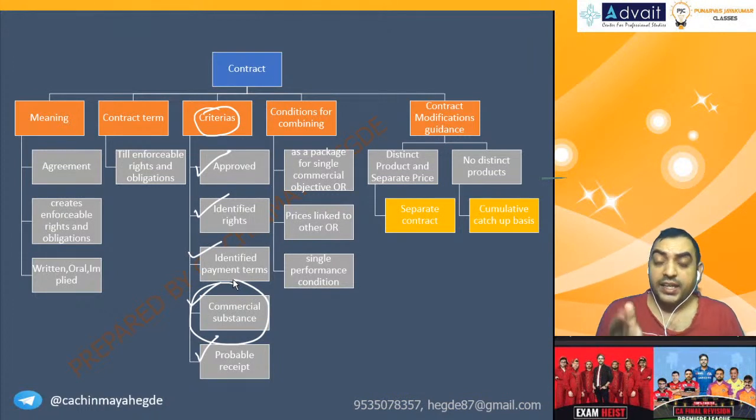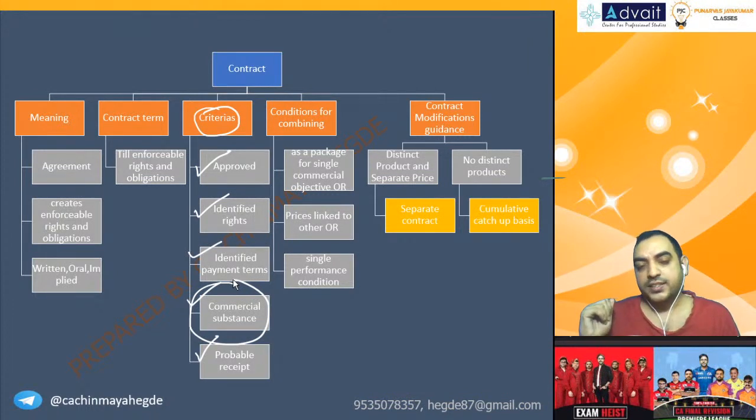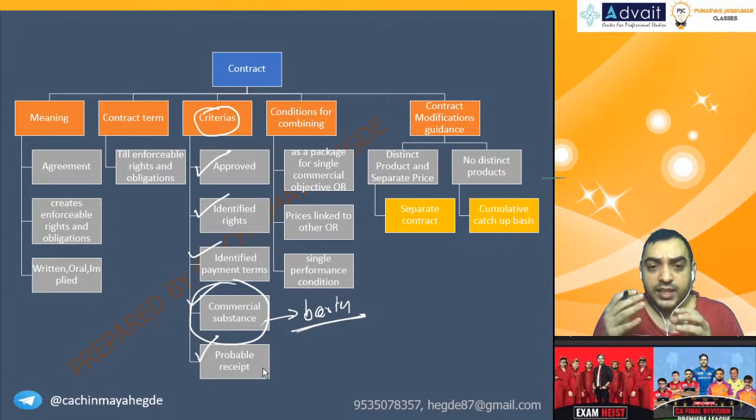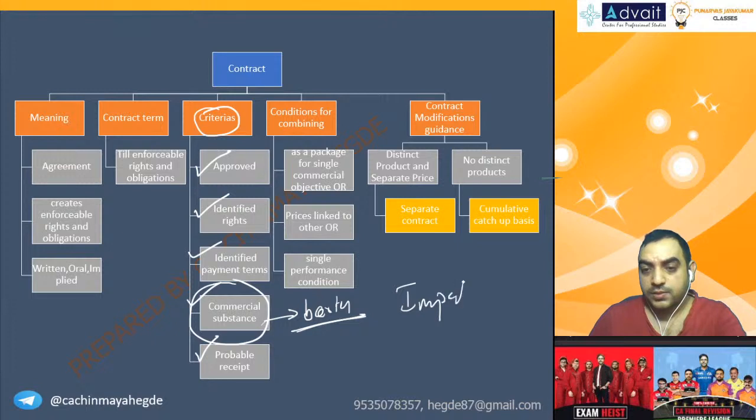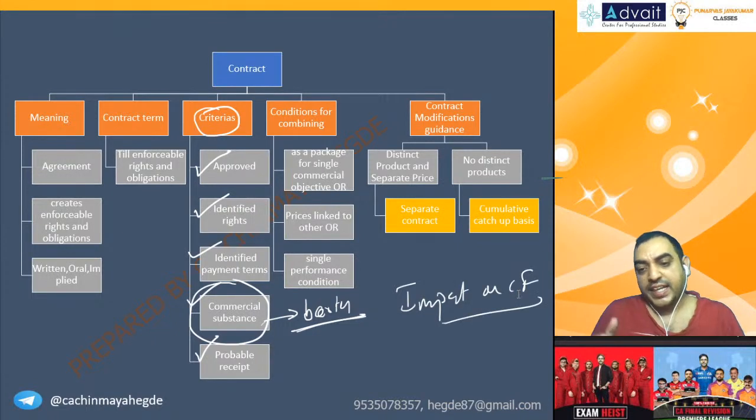This point is there in Ind AS 38 also, intangible assets. This point is there in Ind AS 40 also, exchange of assets. Commercial substance is basically applicable for barter transactions. So if you exchange the assets without having an impact on cash flow, without having an impact on cash flow. This example we can use for Ind AS 16 also. I'll use it here also.